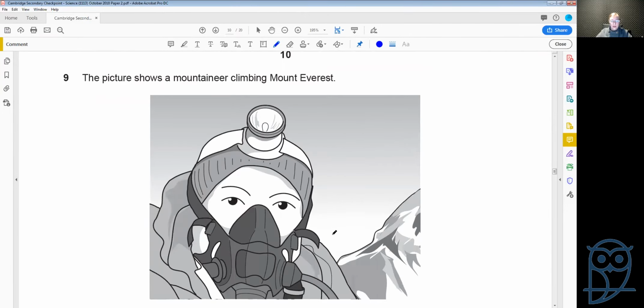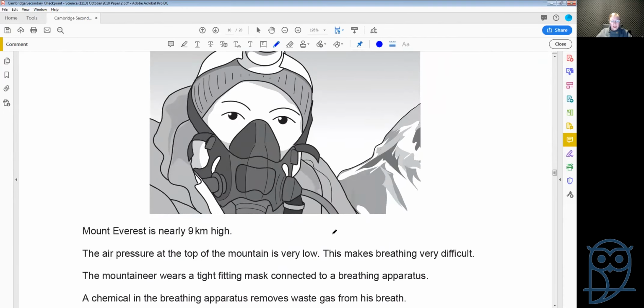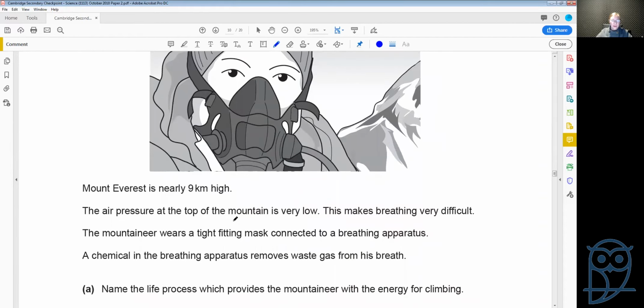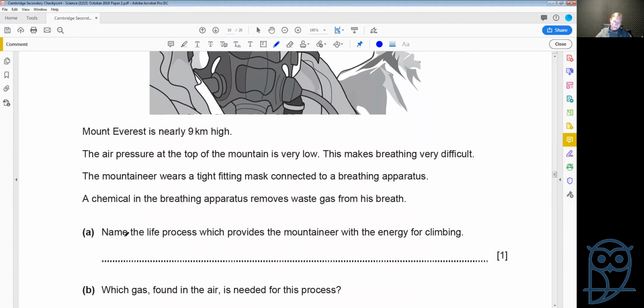Okay. So here we have a mountaineer climbing Mount Everest. Mount Everest is nearly 9 kilometers high. The air pressure at the top of the mountain is very low. This makes breathing very difficult. So the mountaineer wears a tight-fitting mask connected to a breathing apparatus. A chemical in the breathing apparatus removes waste gas from his breath. So, name the life process which provides the mountaineer with energy for climbing.